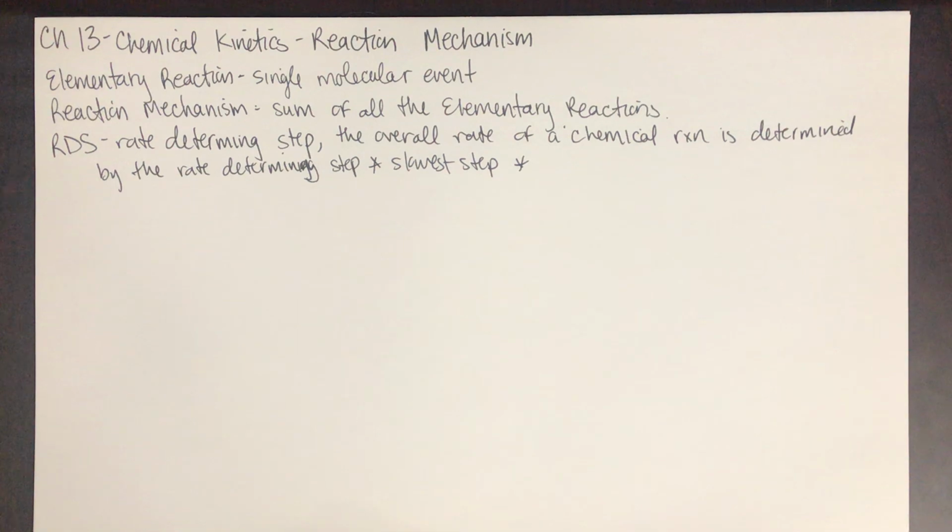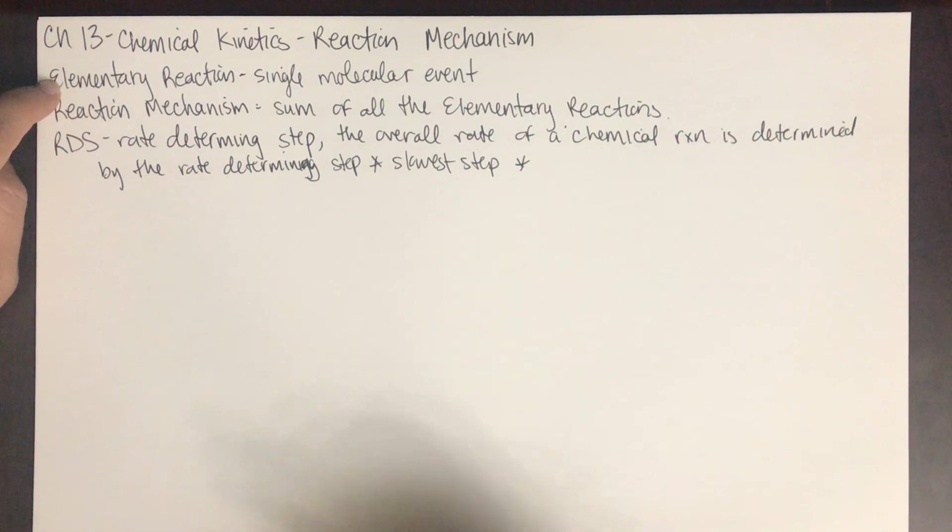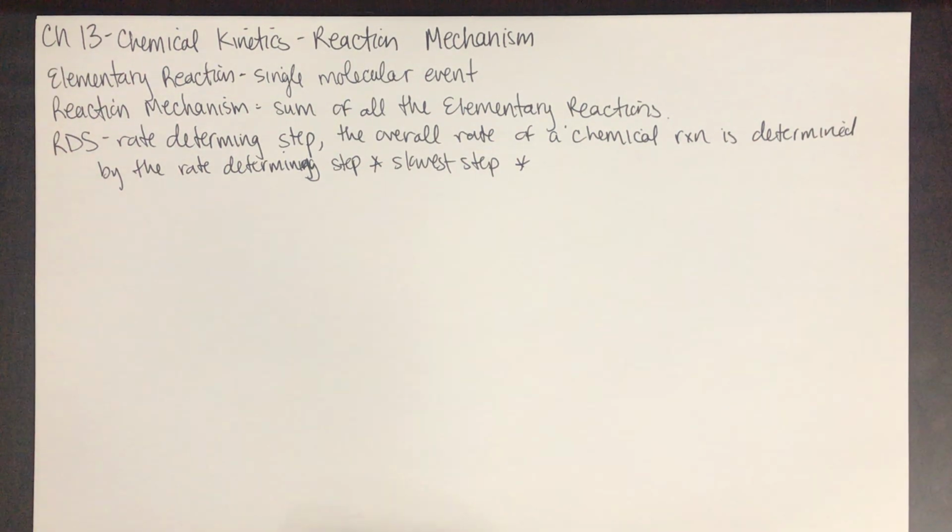If you have a chemical reaction that has 4 elementary reactions in it, whichever one of those 4 is the slowest is going to control the rate of everything else, because it can't proceed any faster than that. So the rate law is only determined by the slow step, the rate determining step. Let's take a look at an example.